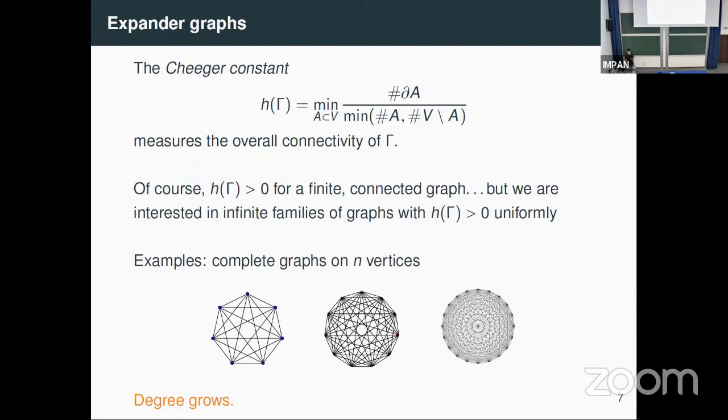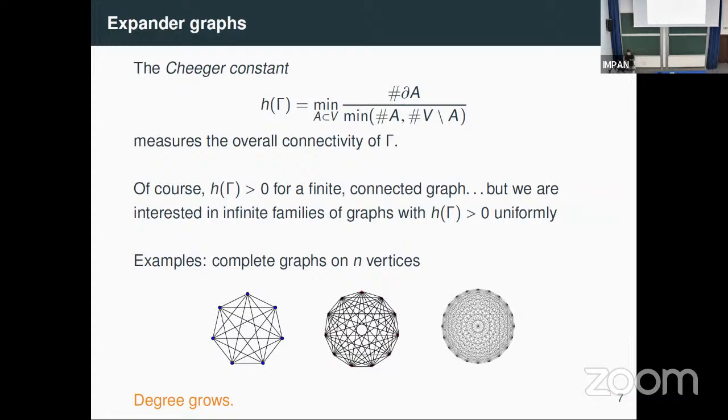However, what we are interested in when we're talking about expanders is an infinite family of finite graphs. And what we would like to have is that this number for all of these is uniformly bounded away from 0.